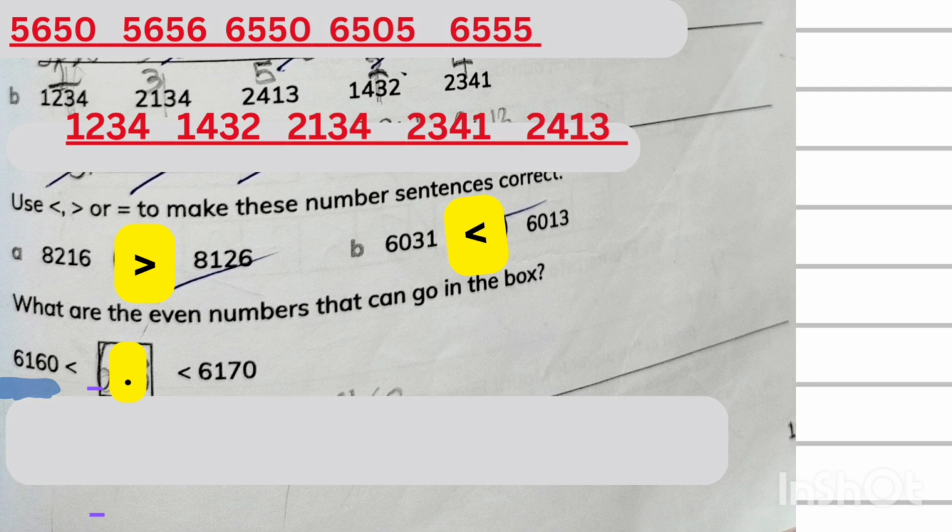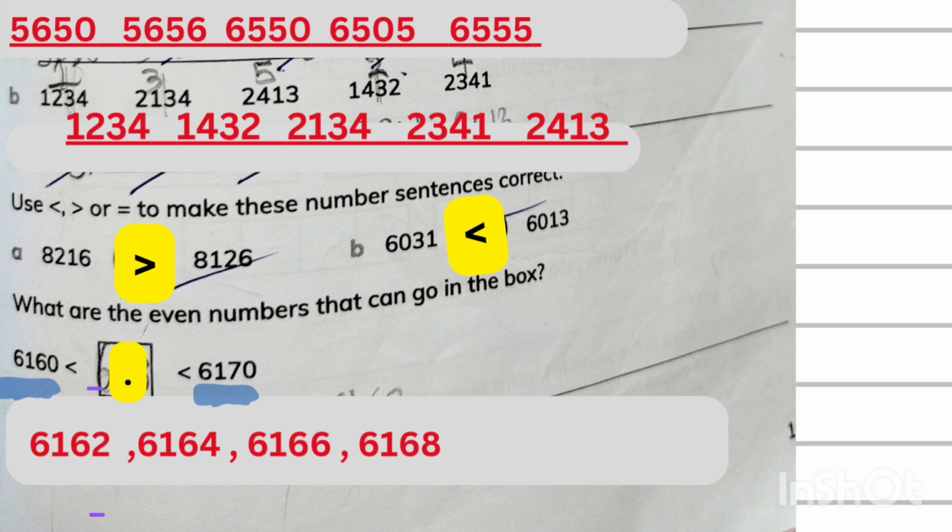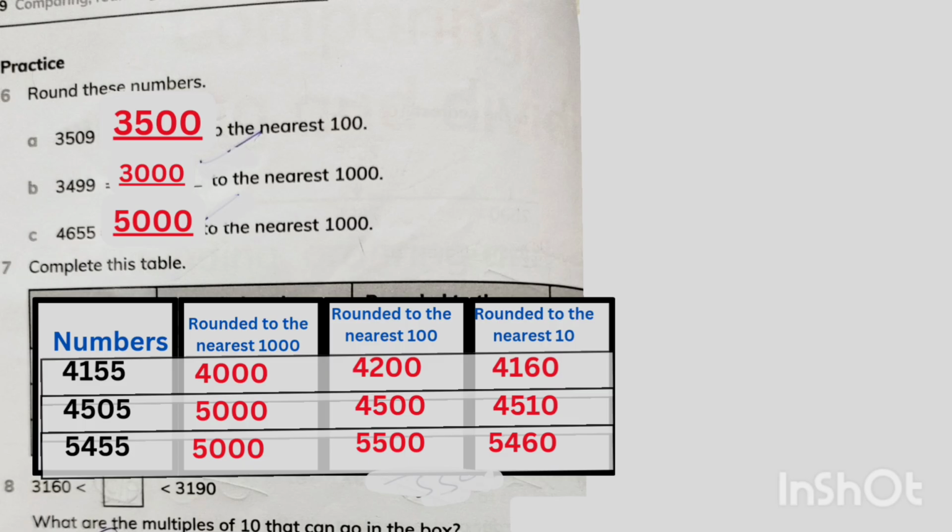In question 5, we need to write all the numbers that are even and greater than 6160 and less than 6170. So let's write all the numbers that can be a part of our range. These are the numbers. You can choose any number from them. Next question is all about rounding again.